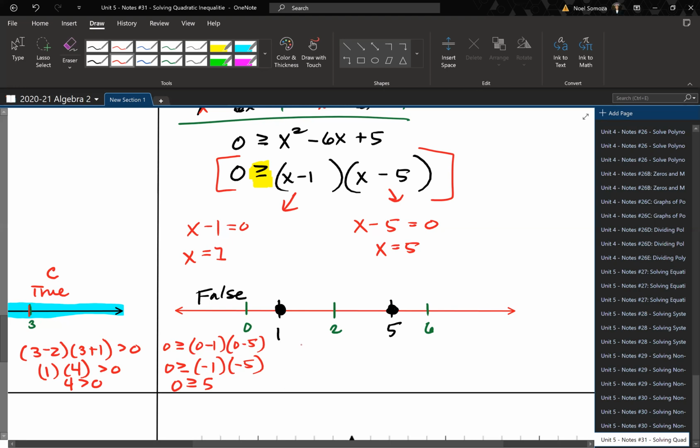Okay, now we try the next value. 0 greater than or equal to 2 minus 1 times 2 minus 5. 0 is greater than or equal to 1 times negative 3. So 0 greater than or equal to negative 3. That one is true, right? 0 is greater than or equal to negative 3. We get a true, so we know that this interval will be shaded.